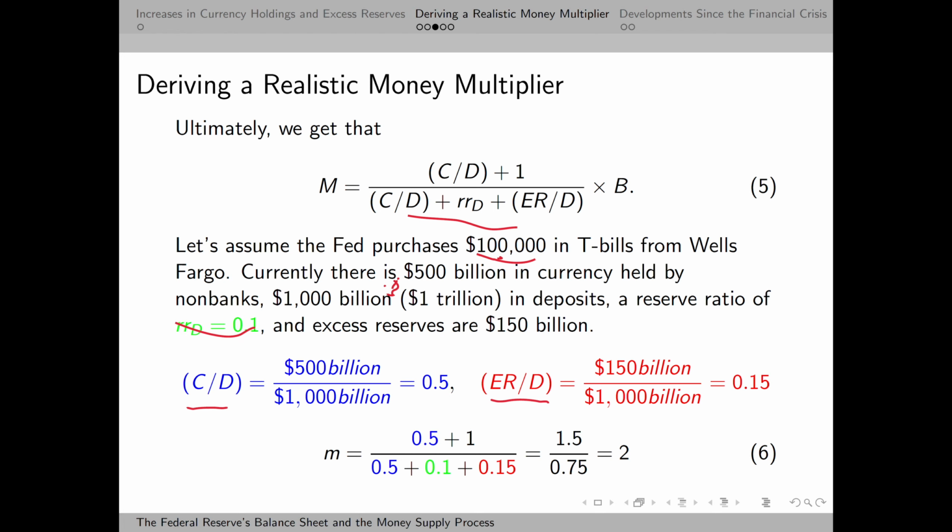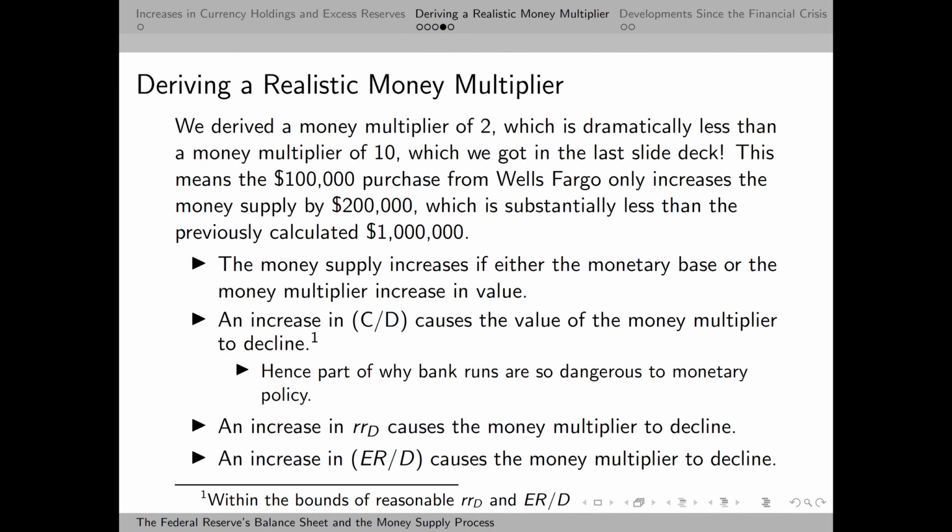Instead of 10 like we calculated last time, we can just plug and chug everything according to the color to get a money multiplier of 2. So we derive a money multiplier of 2, dramatically less, which means that the $100,000 T-bill purchase from Wells Fargo only increases the money supply by $200,000, so way less than $1,000,000.